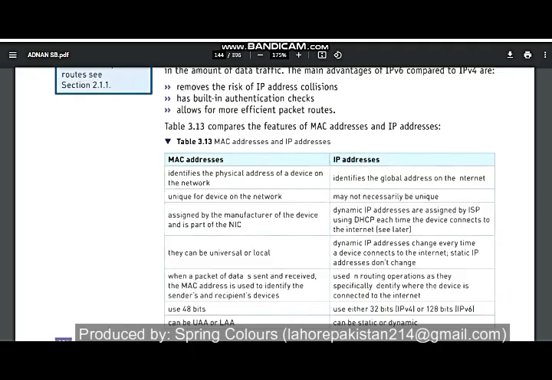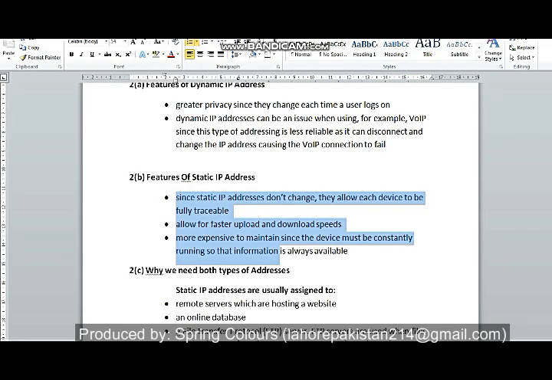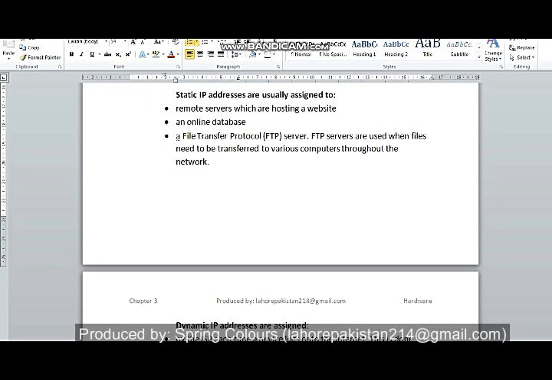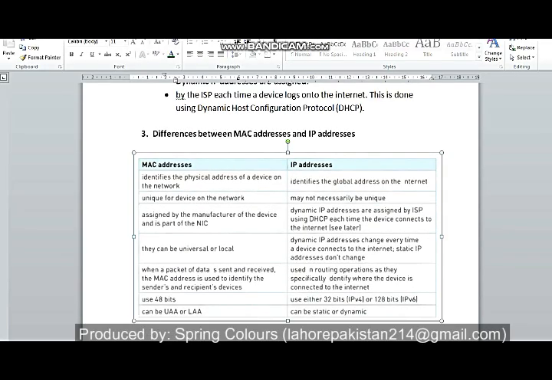You can write any 3 differences from this table for the answer of question number 3. And I have also mentioned the same table in my notes.